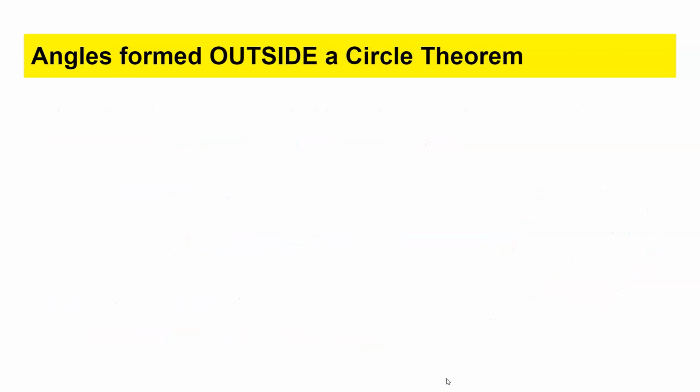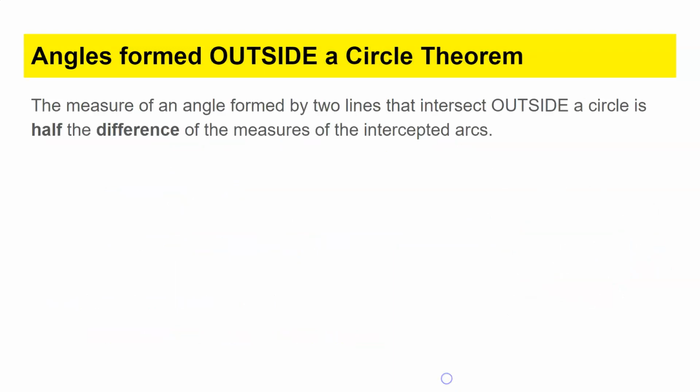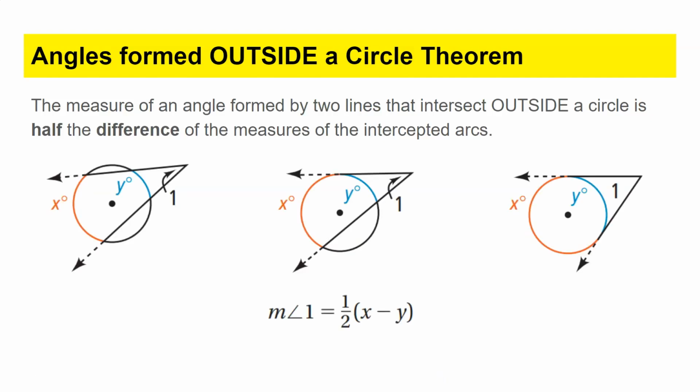Now we have a theorem for angles formed outside a circle. So the measure of an angle formed by two lines that intersect outside a circle is half the difference of the measures of the intercepted arcs. So here are three pictures that are all the same situation. We have this angle 1 outside the circle. So we've got two lines going through a circle, but they're intersecting outside the circle. So we're going to take half the difference of the two arcs that were created by those two lines going through a circle, 1/2 (x - y).